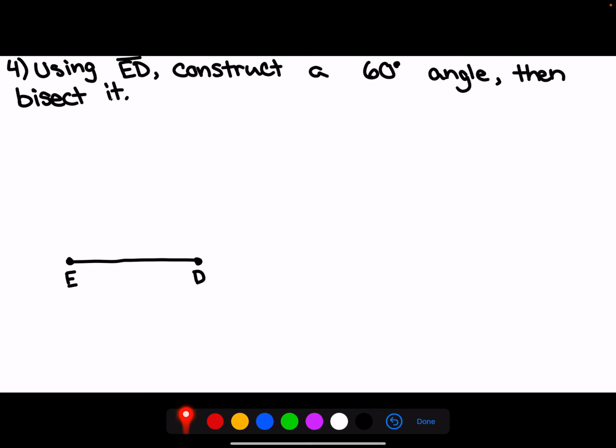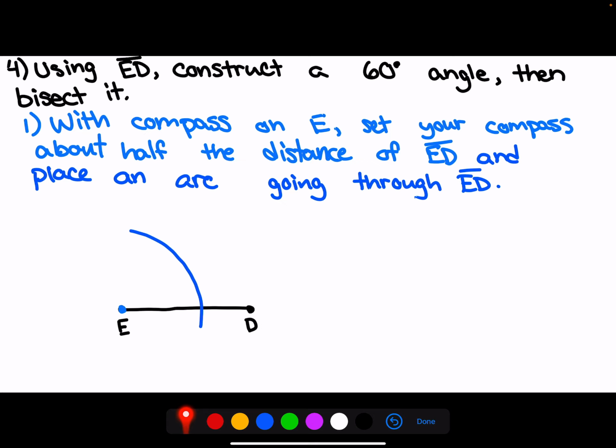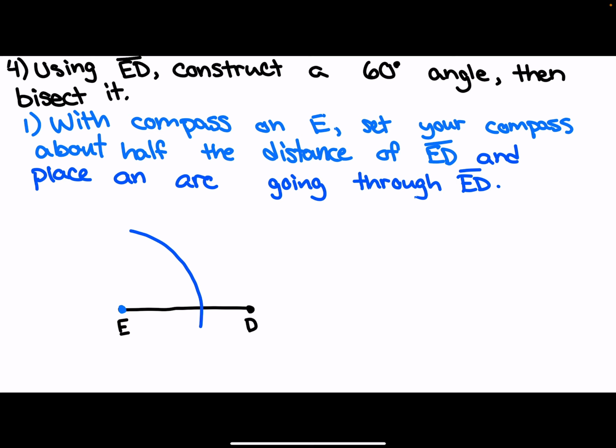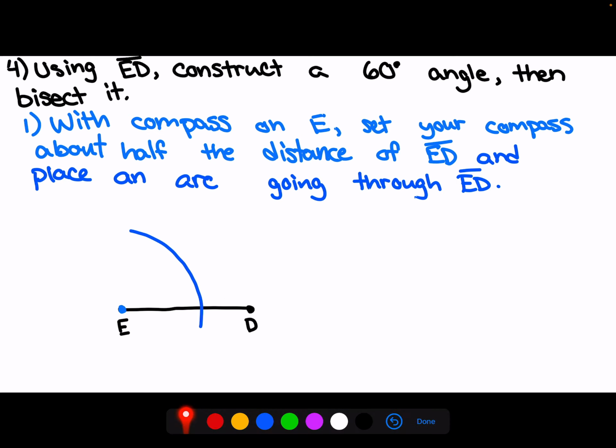All right, number 4. Using segment ED, construct a 60-degree angle and then bisect it. So step 1, I'm going to go ahead and place the compass on point E. I'm going to draw an arc about half the distance across the segment ED, so my compass needs to be set over half the distance here. I'm just going to create an arc that intersects segment ED.